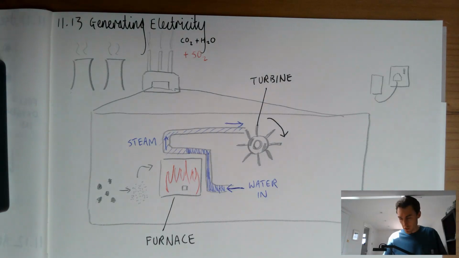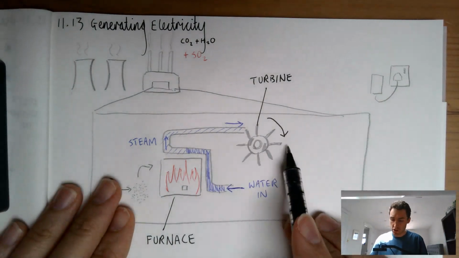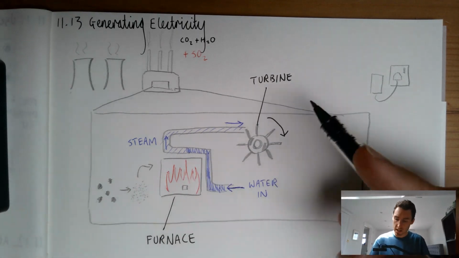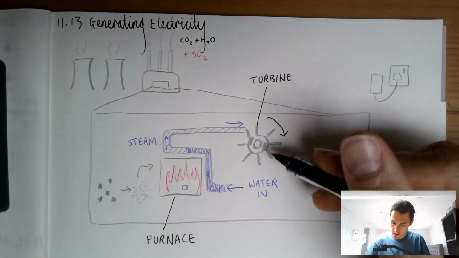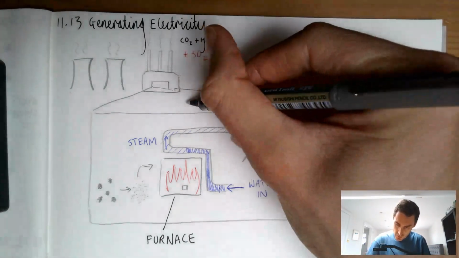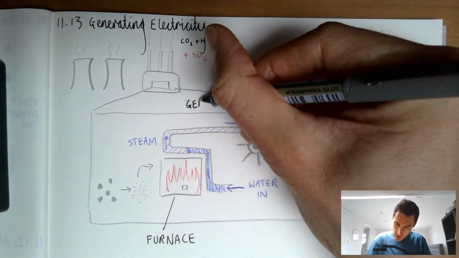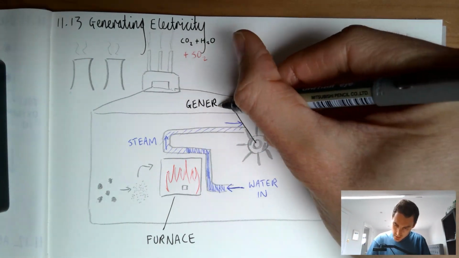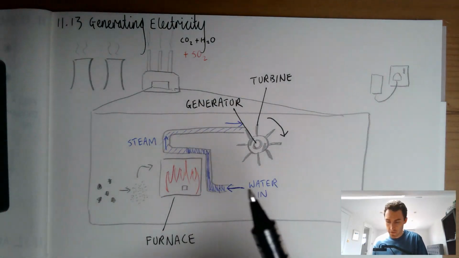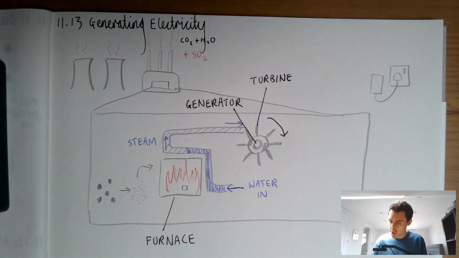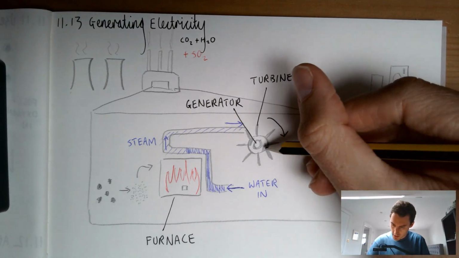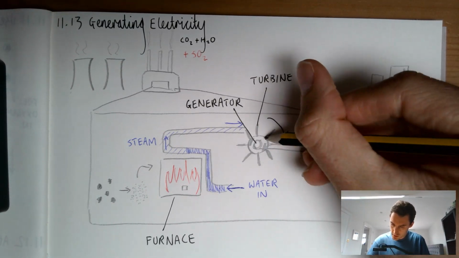which is what we call a generator. So because the turbine is turning, that turns the generator inside here. So I'm going to label that possibly over here as a generator. And again, they don't need to know how that works, because they'll learn about that in their GCSE. But the fact that that generator is turned, that causes electricity to be produced.